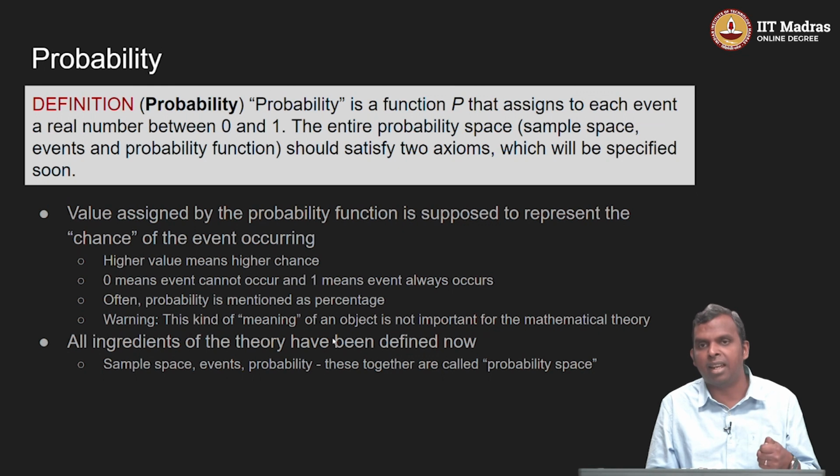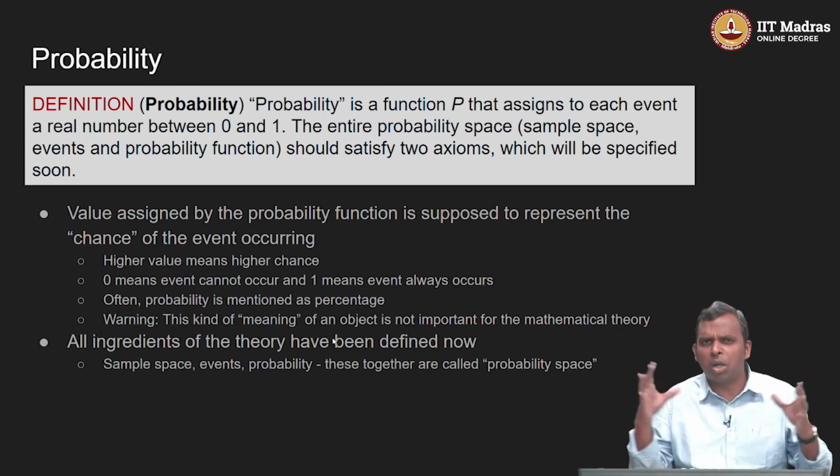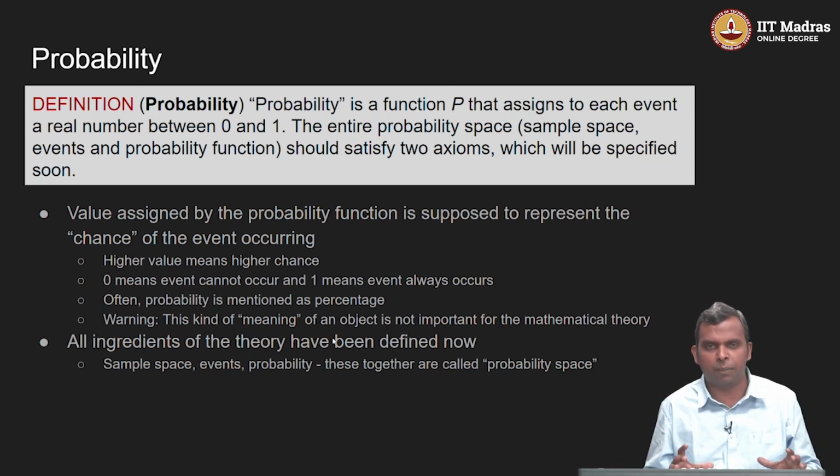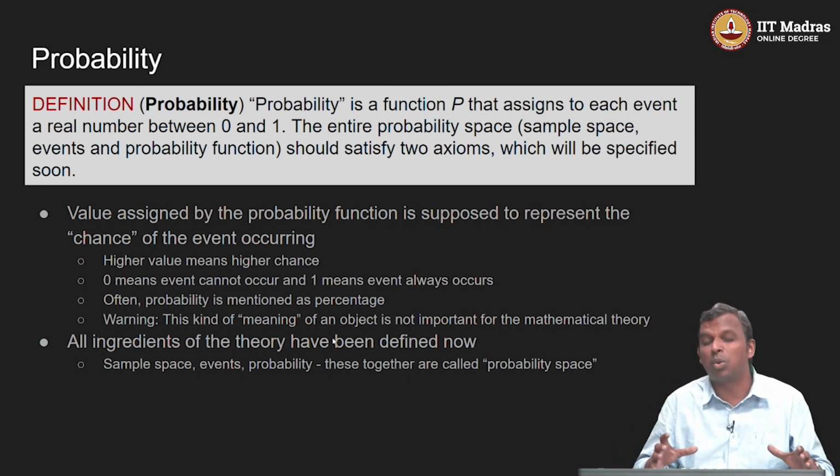So if you have an event A and you give it to the probability function, the value it spits out, the value that it gives you, you are hoping represents the chance of that event occurring. Okay, so that's how you want to build the theory. That's how we want to do it. Okay, so that's how you want to use the theory. Let me be very precise here. You build it differently, but that's how you want to use this theory.